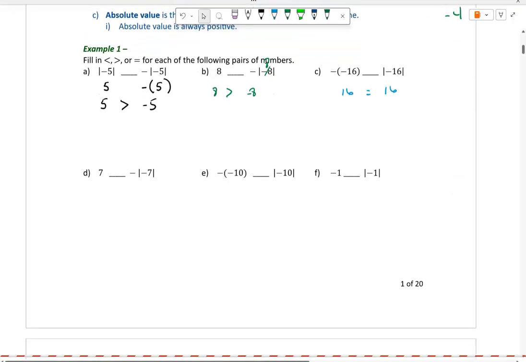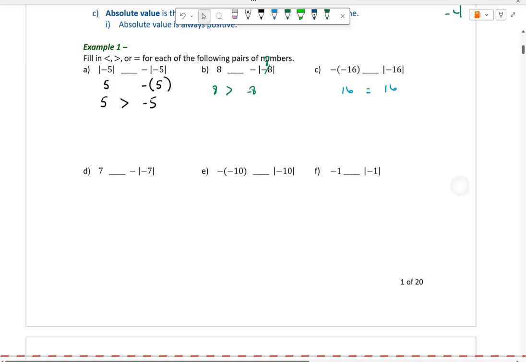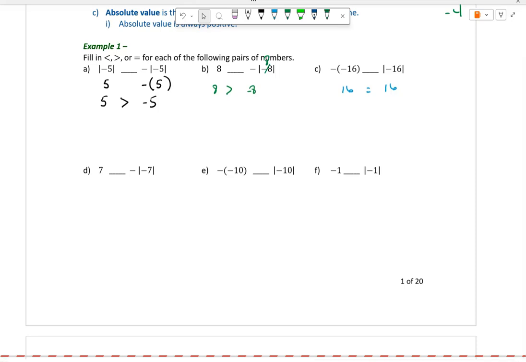What do we think about that? Wait, so why does the negative times the negative equal a positive? One way we can look at it is negative as a direction, or you can think of opposite. Because this is saying, I want the opposite of negative 16. What's the opposite of negative 16? Positive 16.